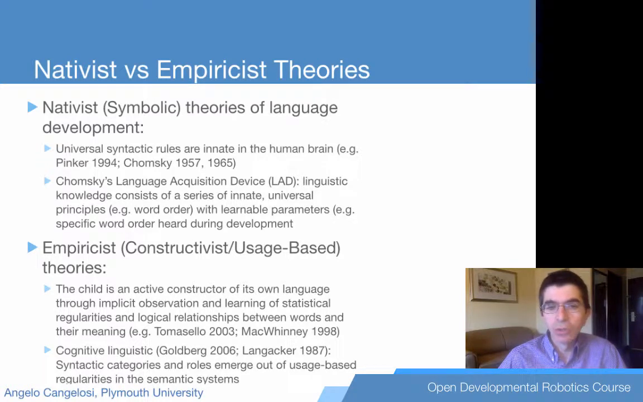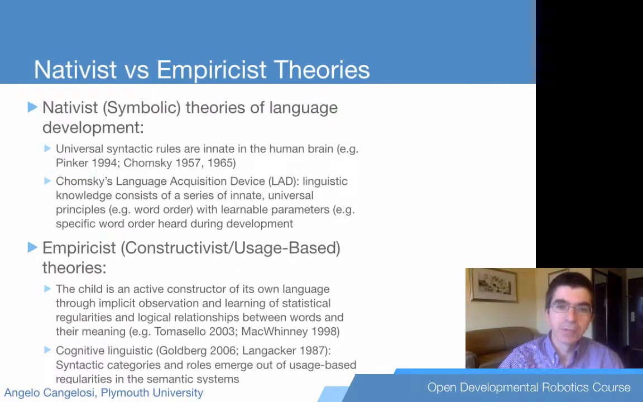This is in opposition to a growing set of theories on language development. They are called empiricists. They are also called constructivist, because the child constructs its own language. They are also called usage-based theories because the child learns language through usage, through interactions, and empiricists because they refer really to the empirical interaction with the environment.